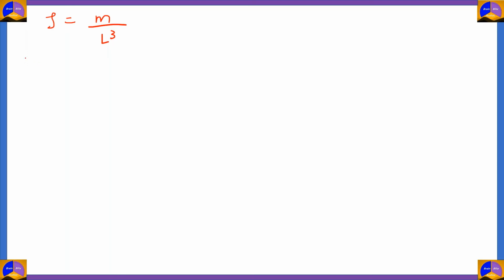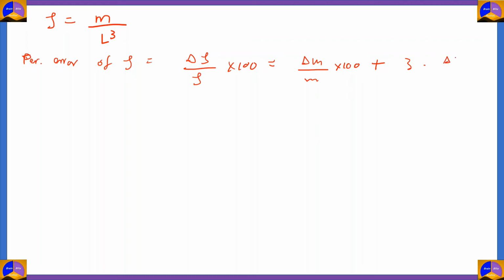So over here, the percentage error of rho, which is delta rho by rho times 100, will be equal to delta M by M times 100 plus 3 into delta L by L times 100. So it doesn't matter even if it's multiplication or division, it's still addition on the relative error side. So this is the same formula regardless of multiplication or division.